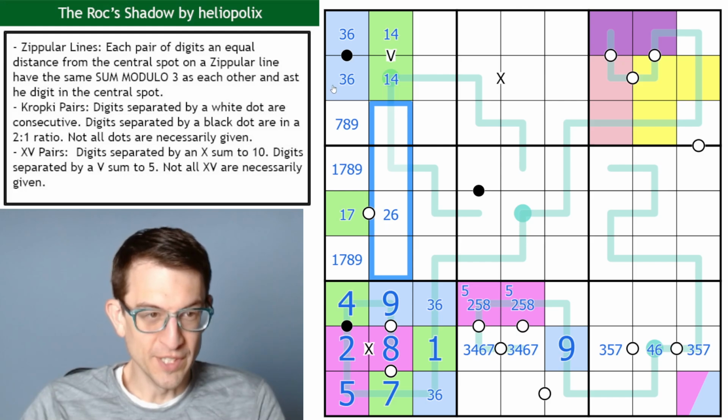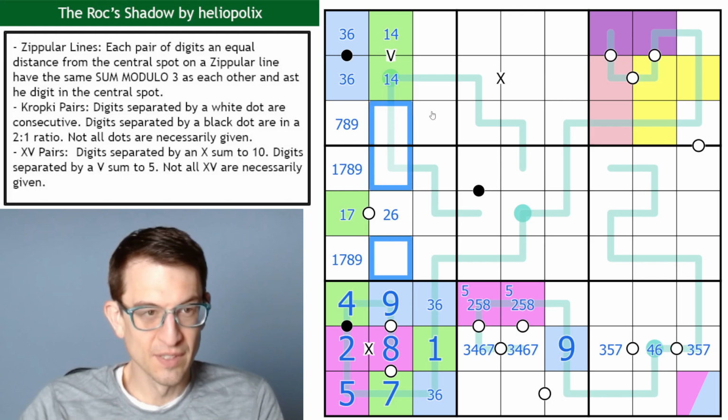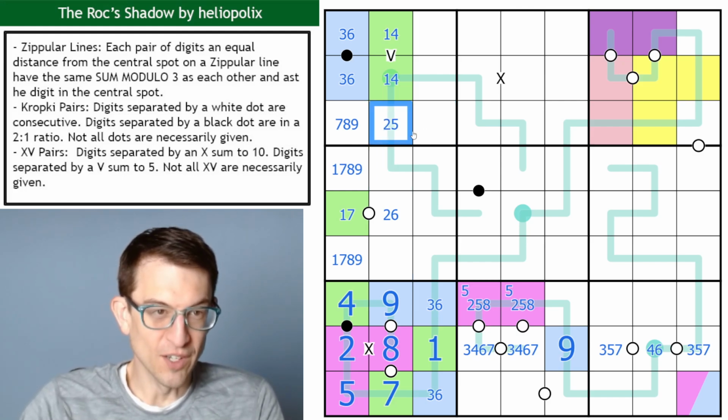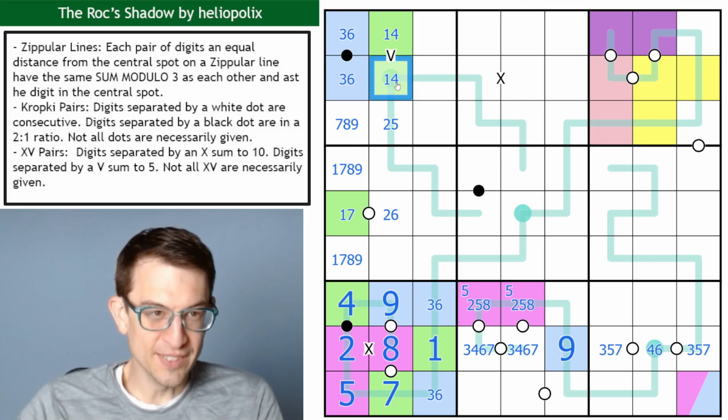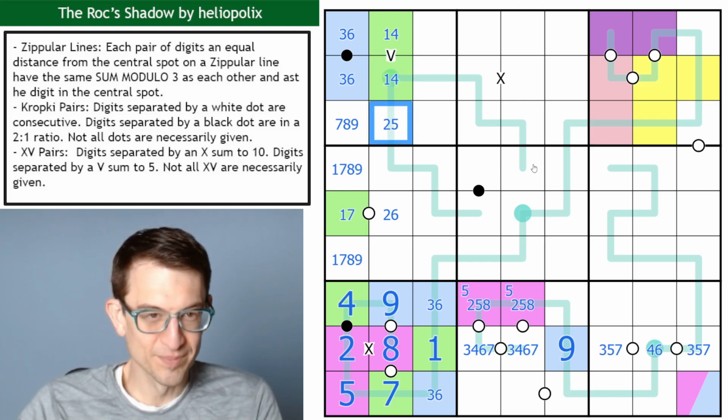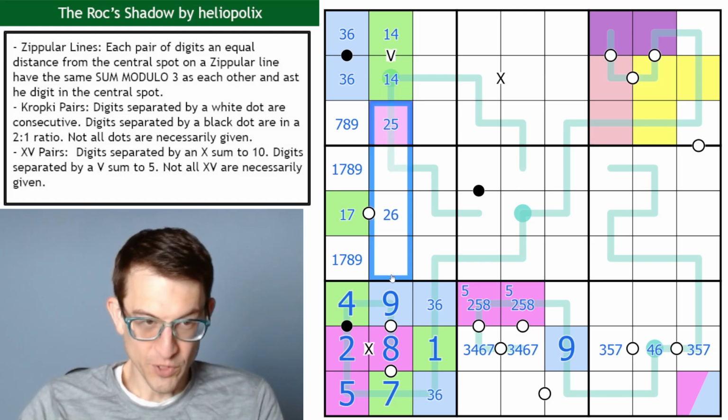Okay, what are these four? These are 1, 7, 8, 9. These are 2, 3, 5, 6. But this is 2 or 5 then. Okay, okay. Sorry, and this is on the rock line. This is on the center of the zipper line. So that's really helpful because now I know these 4 are 2, 3, 5, 6.